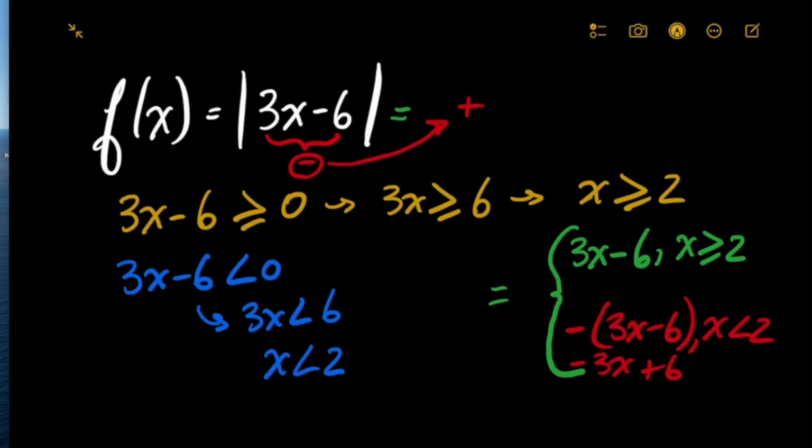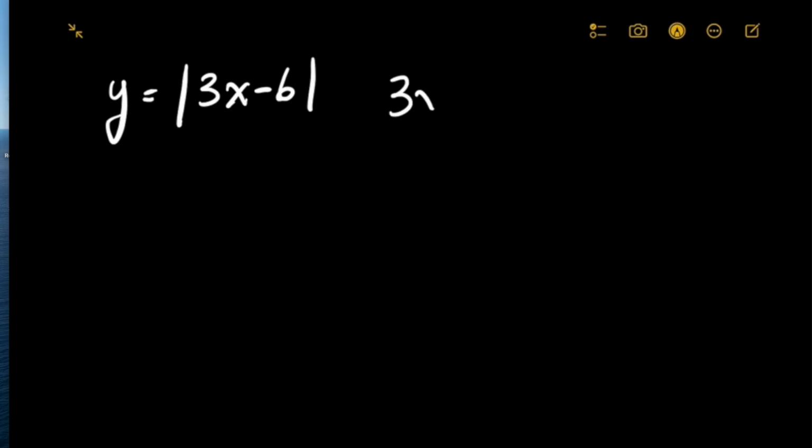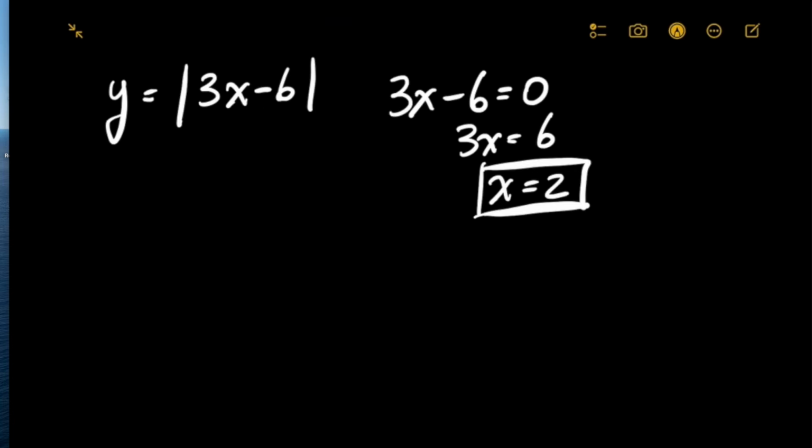Okay, I'm going to show you how to do this a different way. I don't particularly love it this way, but your teacher may show you how to do it this way, so I'm going to show you. So let's rewrite the original equation. Now here, what some students, or some teachers, do is they set that equal to 0. And then they get 3x equals 6 and x equals 2. So 2 is the dividing point.